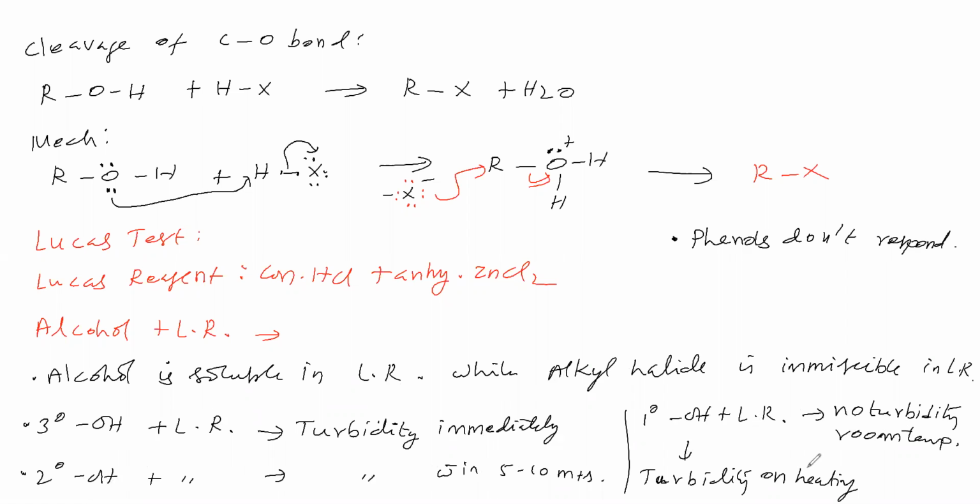What is the meaning of this? The C-O bond breaks easily for tertiary, somewhat difficult for secondary, and still more difficult for primary. The C-O bond easily breaks in the tertiary case, but in the secondary case not that easily. In the primary case, it is difficult to break. Why is it so? What is the reason involved? That we'll see.